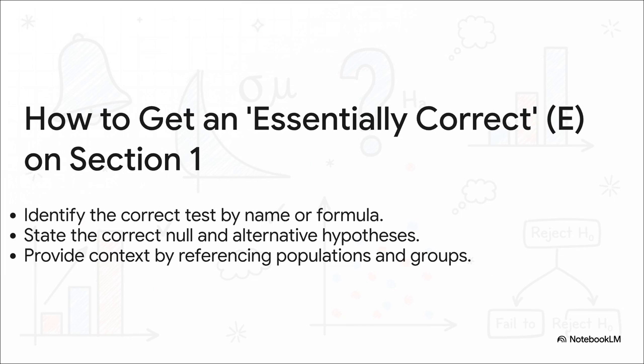So how do you lock in full credit here? What the graders call essentially correct? It's really just a 3-point checklist. 1, name the right test. 2, state your null and alternative hypotheses with the right symbols. And 3, and listen, this is so important, provide context. Define what your symbols mean in the story of the problem. That last part is the difference maker, because it shows you actually understand what's going on.